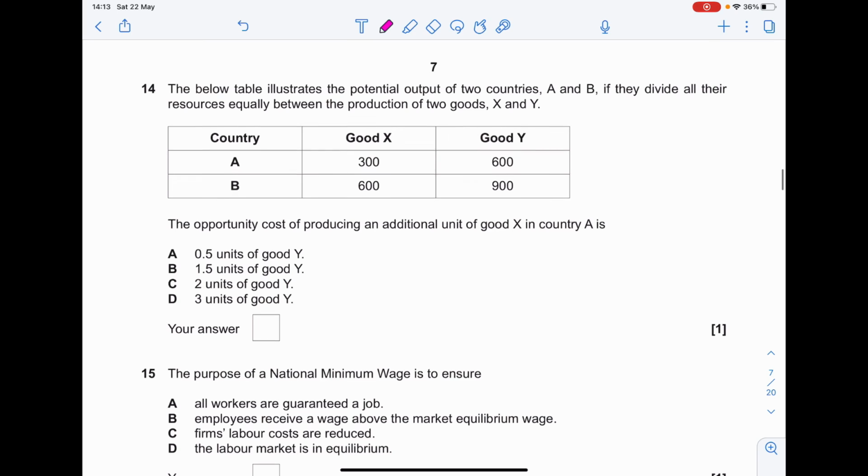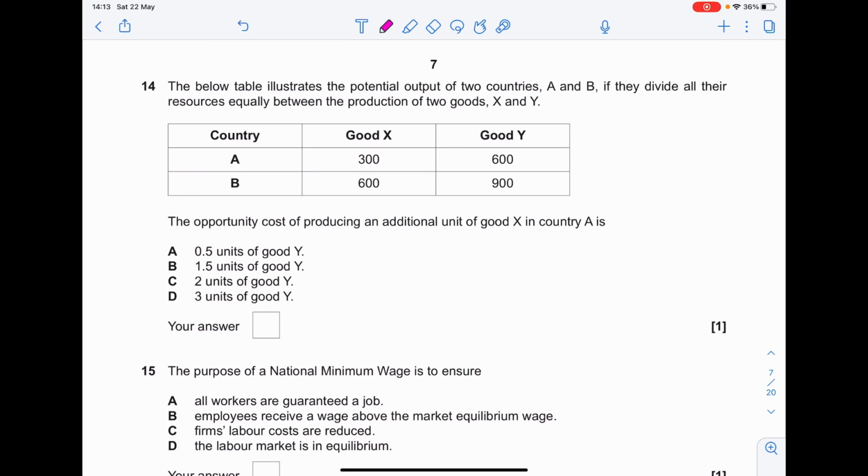Number 14, on 2 countries producing 2 goods. So this is a bit like your absolute and comparative advantage. So the opportunity cost of producing an additional unit of X in country A is, so country A. So for country A, they can produce 300 of X or 600 of Y. So we need to work out what 1 of X is in terms of Y. So 300X is 600Y. That means 1X is going to be, so we divided 300 by 300 to get to 1. So it's going to be 600 divided by 300. So we can see 1X is equal to 2 units of Y.